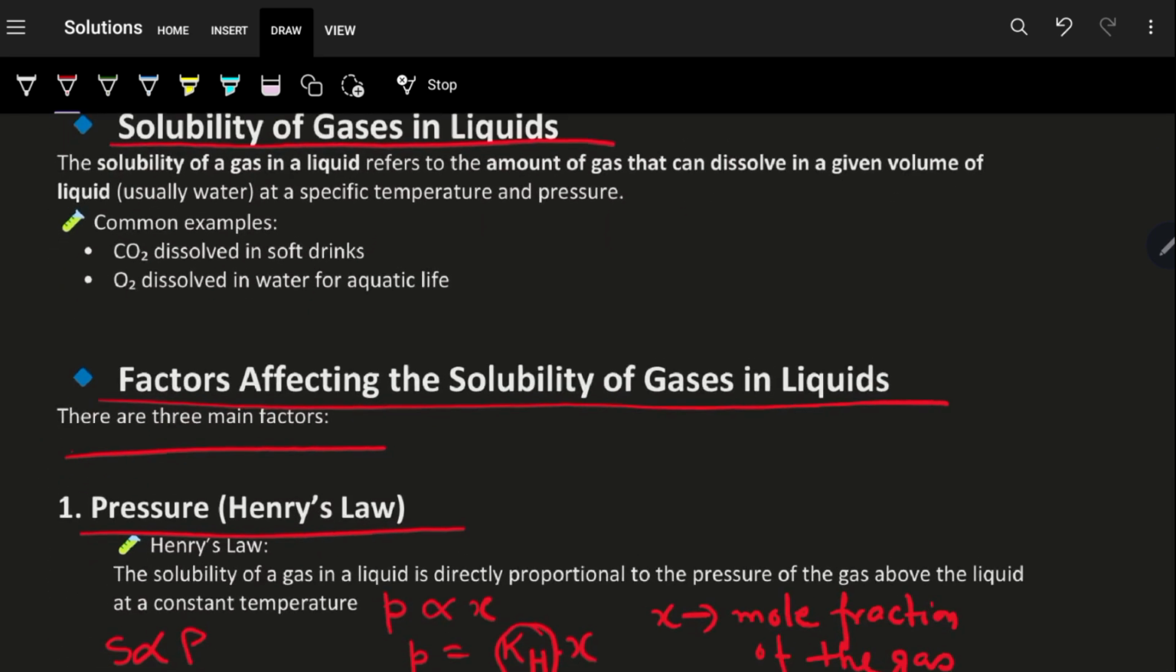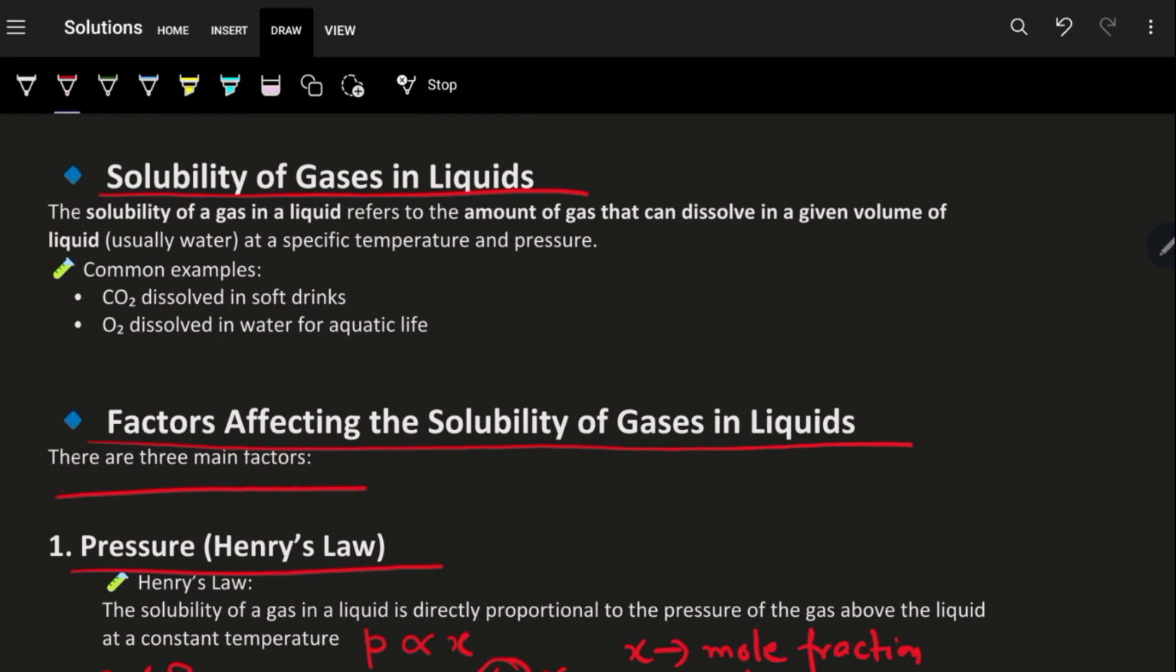Moving on to solubility of gases in liquids. Gas भी soluble होते हैं ना liquids में. तो solubility of gas in liquid actually is the amount of the gas that can be dissolved in a given volume of liquid at a specific temperature and pressure. Common examples are aerated drinks, carbonated drinks, CO2 dissolved in soft drinks, oxygen dissolved in water for aquatic life. Fishes respire from that dissolved oxygen.